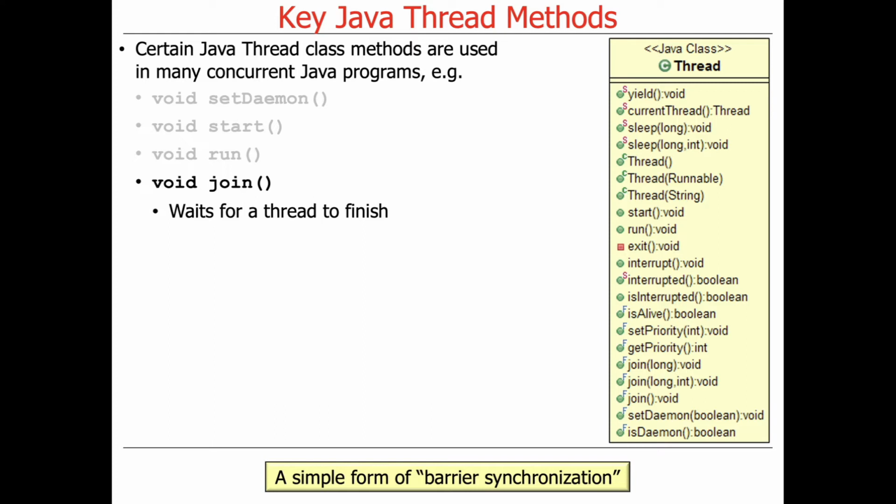The inverse, if you will, of start is join. What that does is it blocks the calling thread. Whoever calls join on another thread, it'll block the calling thread waiting for that thread to finish, either normally or abnormally. And it's a very simple form of what's known as barrier synchronization. So barrier synchronization is this mechanism by which you can wait for something to finish and then you can do your next thing.